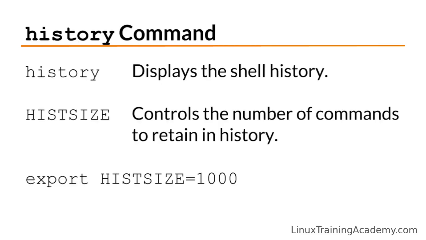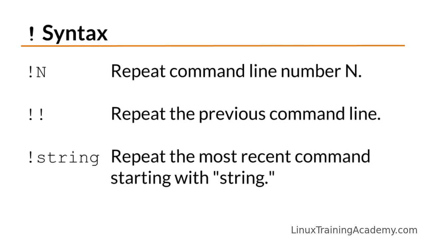The history command displays the commands in your shell history. It precedes each one of the commands with a number that can be used to reference that command at a later time. By default, Bash retains 500 commands in your shell history. This is controlled by the HISTSIZE environment variable. If you want to increase this number, add export HISTSIZE equals some number and place that in your personal initialization files.